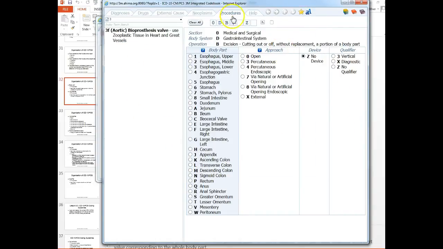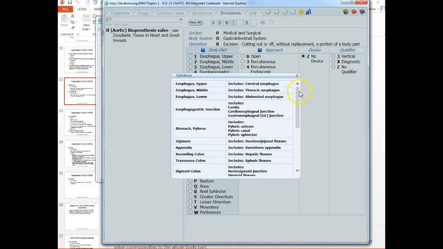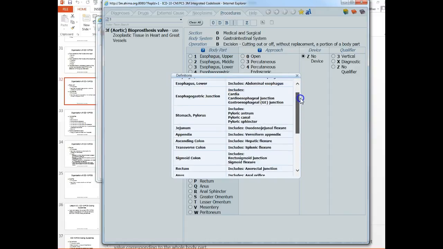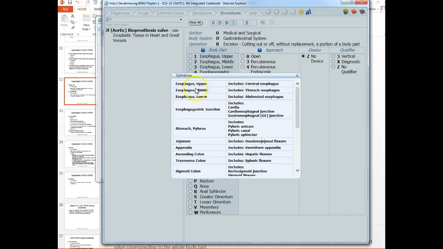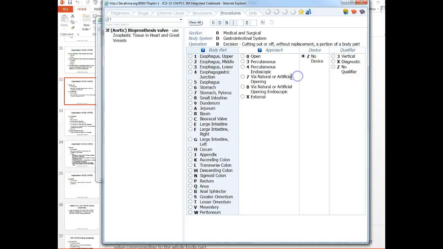So now in the procedural coding system, which is where we're coding all procedures, I want to point out to you that if you click on this little question mark, it's going to give you definitions of these different body parts. It tells you, see, the upper esophagus includes the cervical esophagus. The pylorus of the stomach includes the pyloric antrum, canal, sphincter. So you may find it very helpful if you can't find your body part listed and you want to make sure that you're in the right body system. Click on that question mark and see if you can find your body part there.